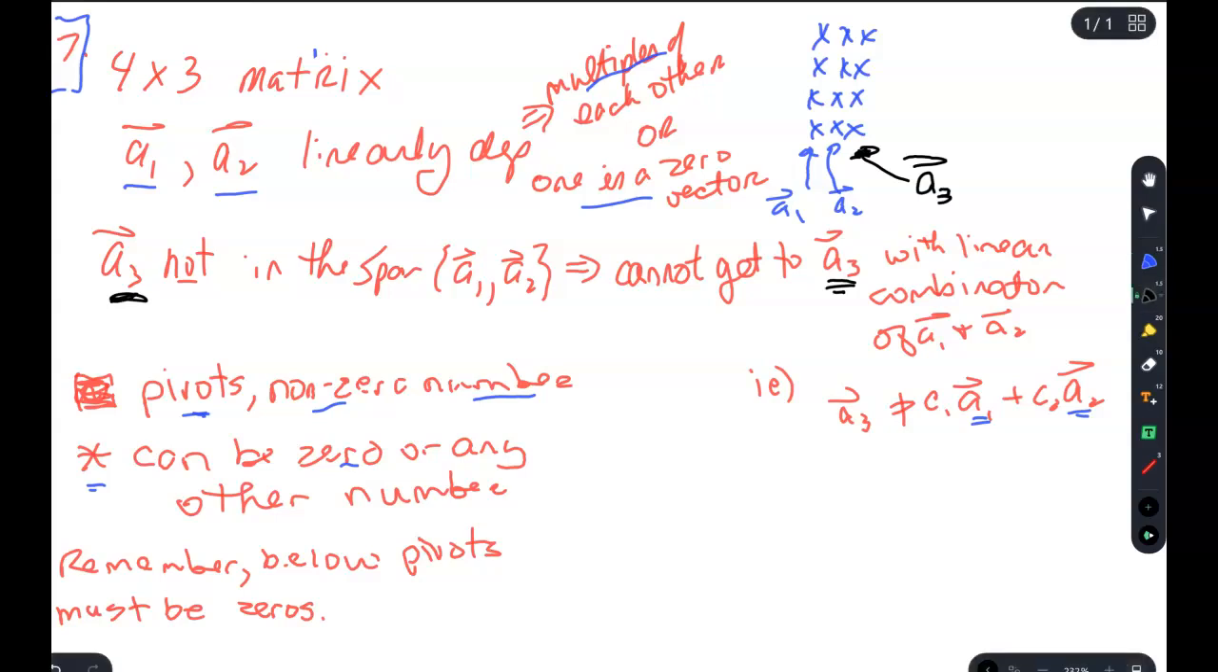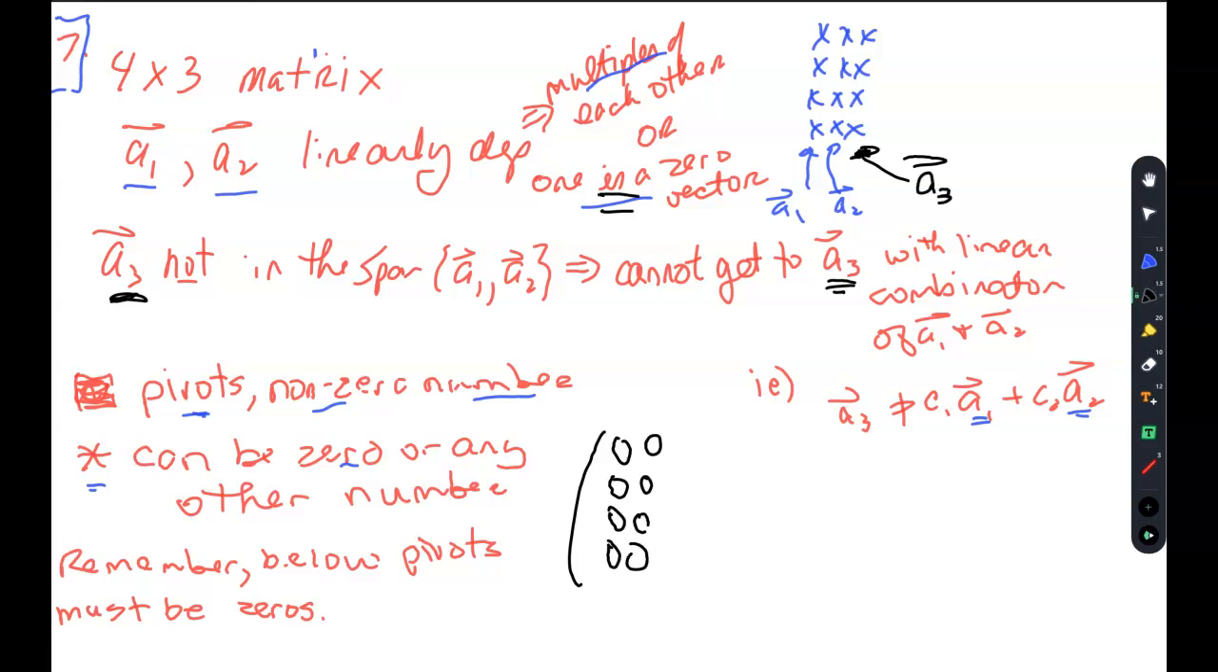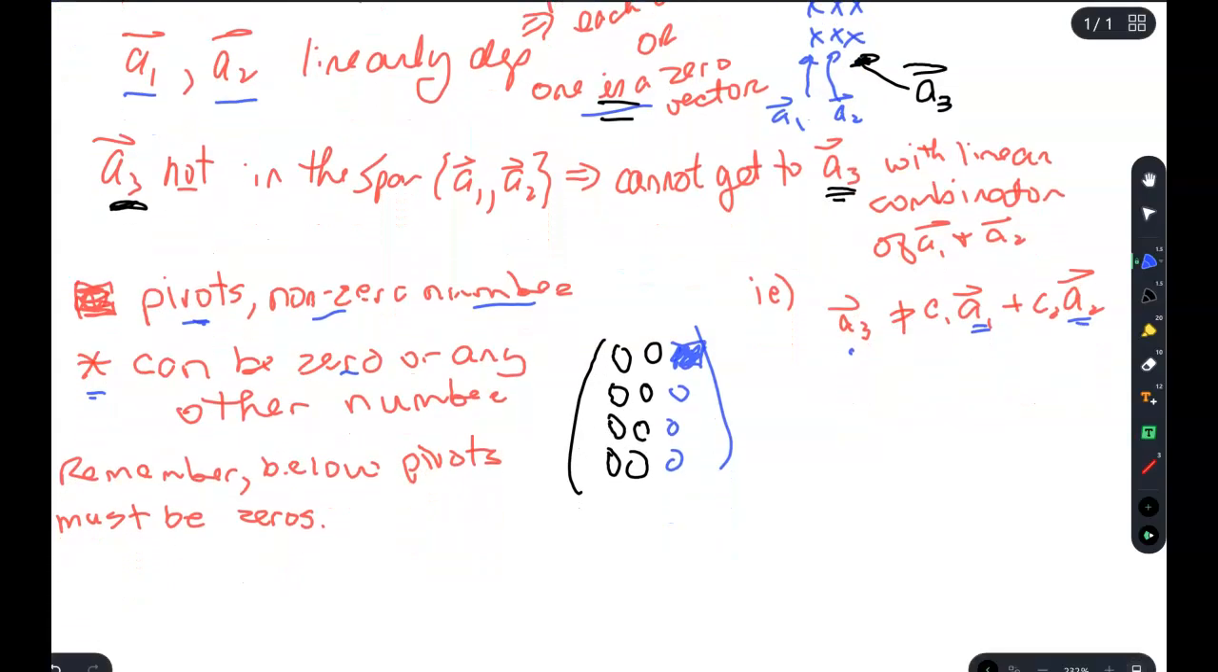So let's just start drawing some. I could make A1 the zero vector, and I could make A2 the zero vector. Since they're both the zero vector, they're dependent, and then I want to make sure that A3 is not a linear combination, so I could put a pivot here, and then below pivots you have zeros.